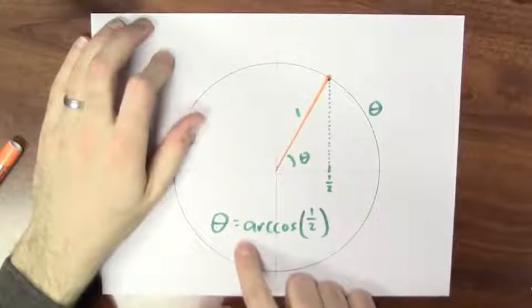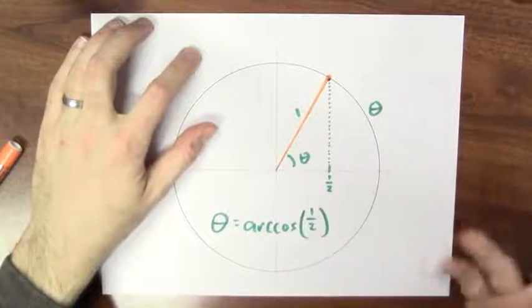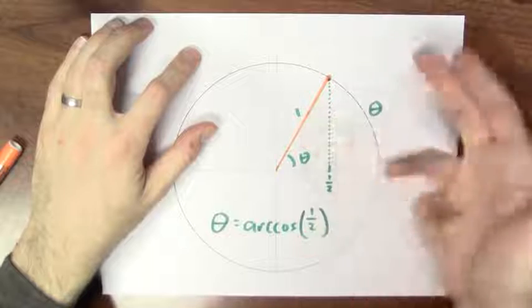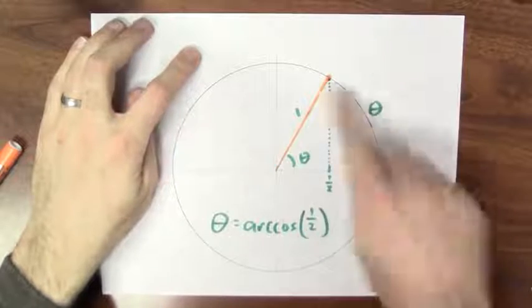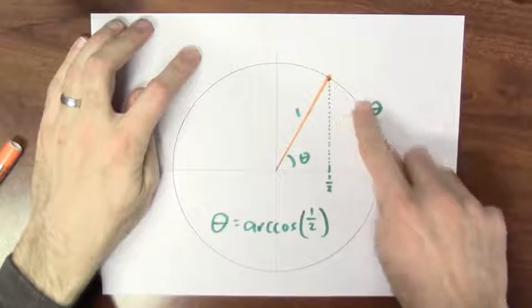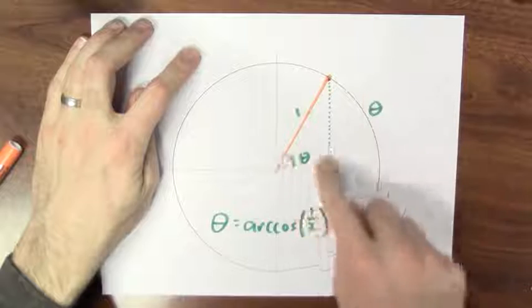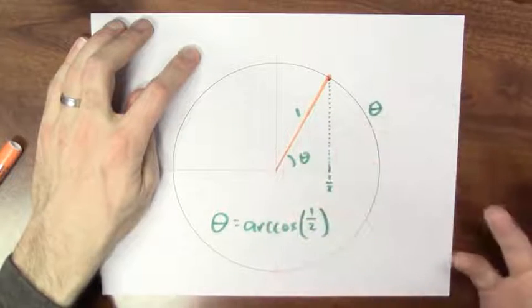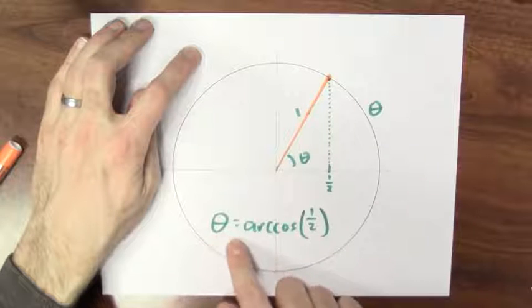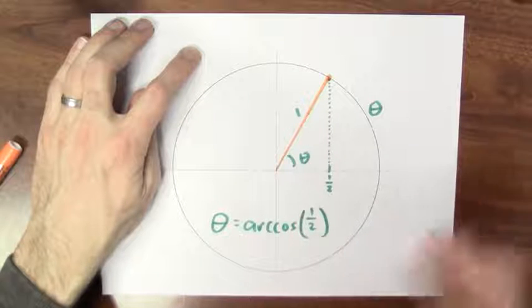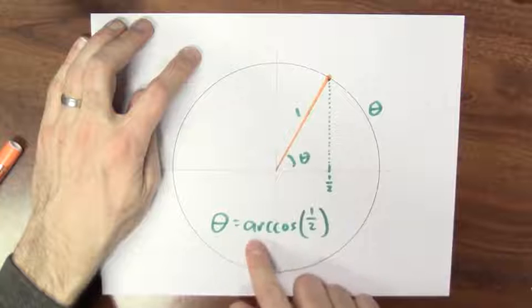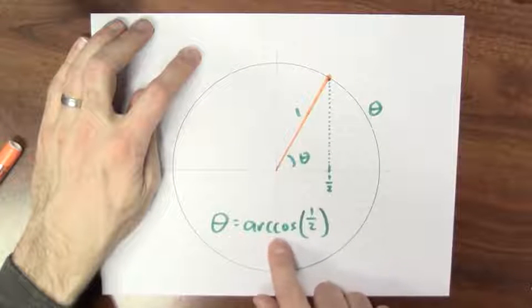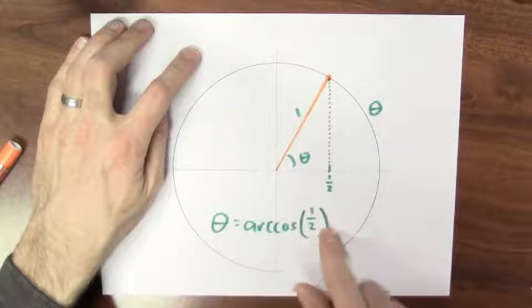One reason to call these things arc cosine or arc whatever is because of radian measure. If this is a unit circle, then the length of this arc is the same as the measure of this angle in radians. That's the definition of radians. So to say that theta is arc cosine 1/2 is just to say that theta is the length of the arc whose cosine is 1/2.